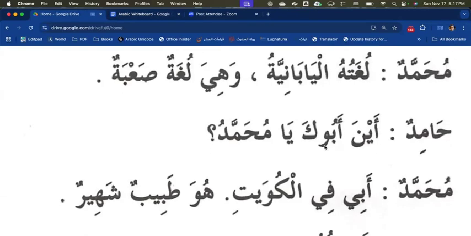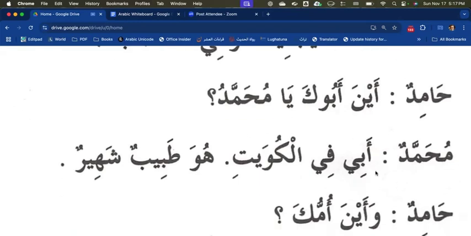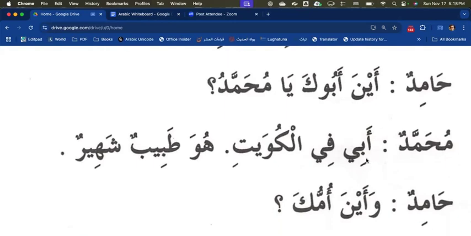Oh yeah, Surya. So what do you see over here? Abuka. Yeah. Aina abuka ya Muhammad? Where is your father from, Muhammad? Not from, just where is your father? Oh, where is your father? Very good. And then Hnaf. Oh, Abi, he is in Kuwait. Yes.